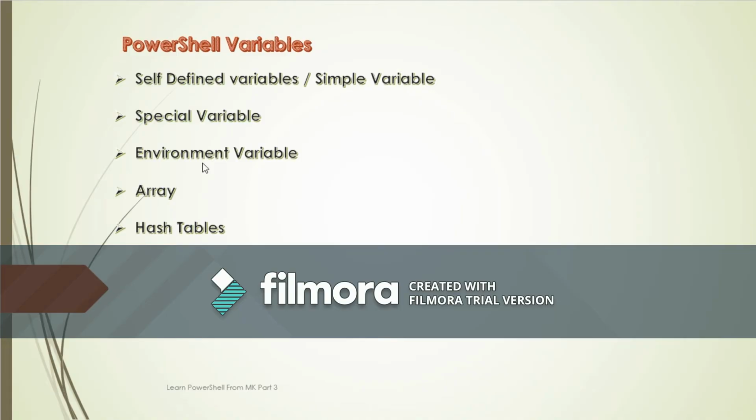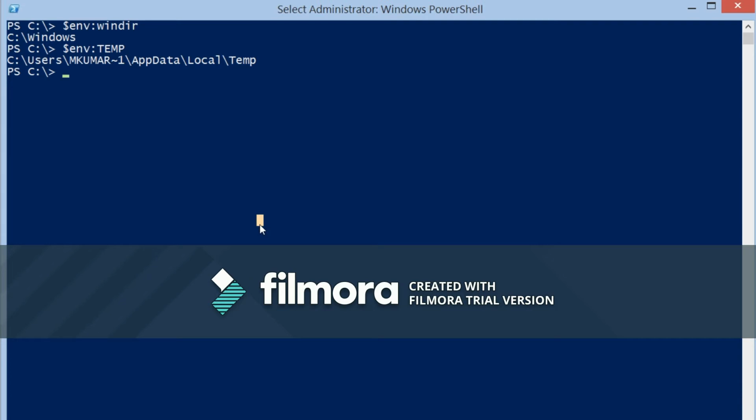What is an array? An array is a variable which contains multiple objects. For example, $a = 1, 2, 3, 4. If I type $a, it will give all the numbers. So $a has 4 objects. It can have integer, string, float, several types of data types.